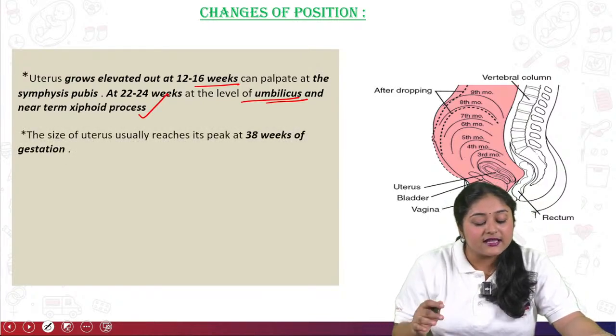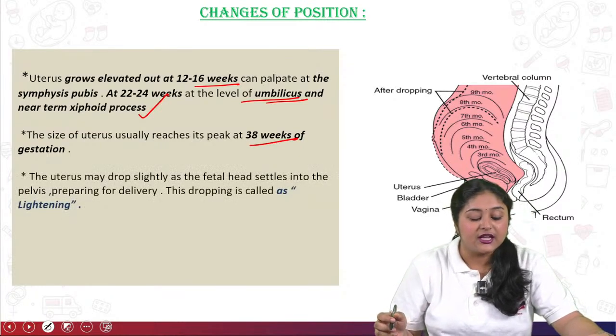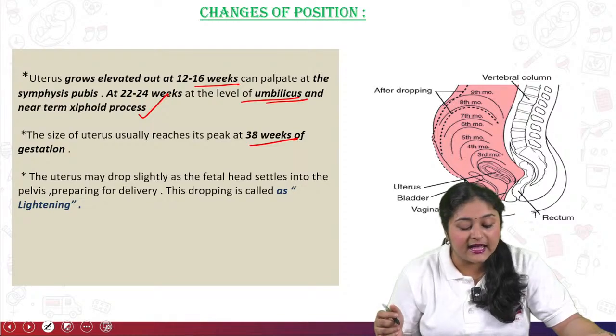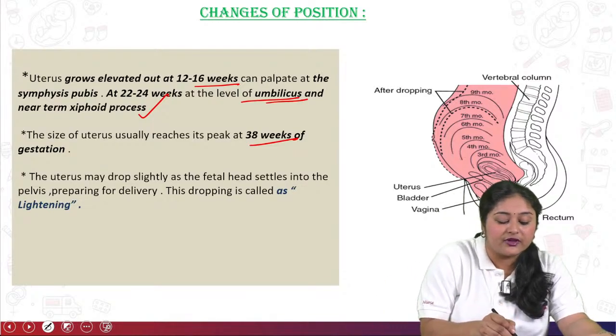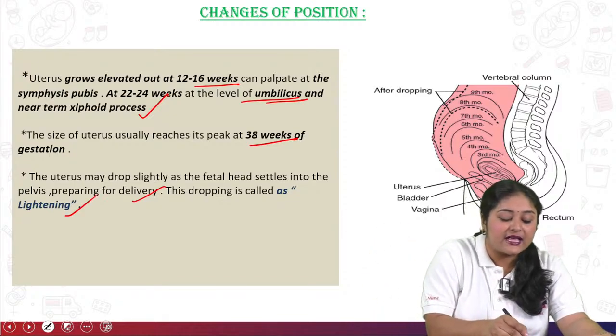Next, the size of the uterus reaches a peak at the 38th week of gestation. The uterus may drop slightly as the fetal head settles into the pelvis, which is preparing for delivery, and this settlement or dropping down is known as lightening.